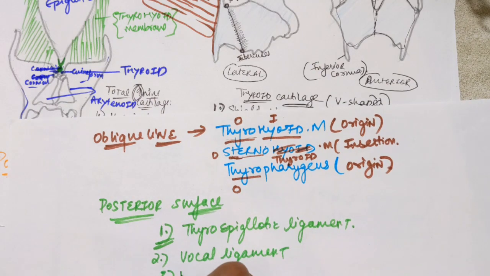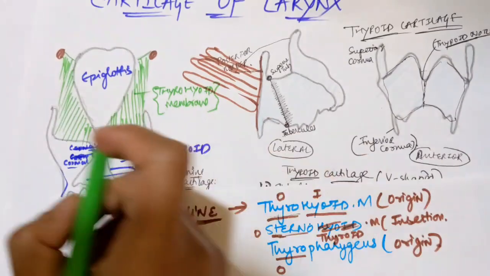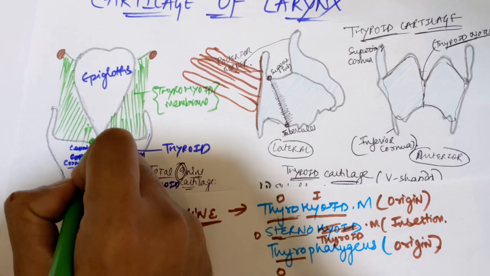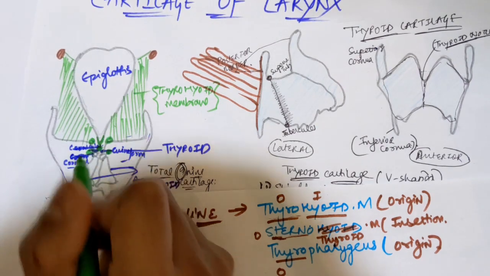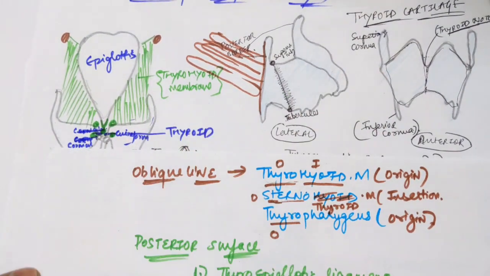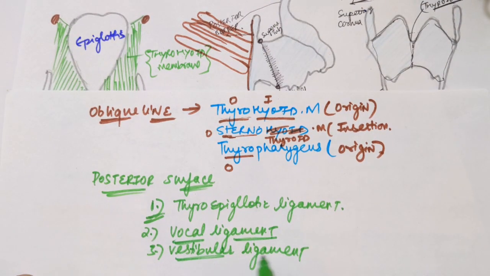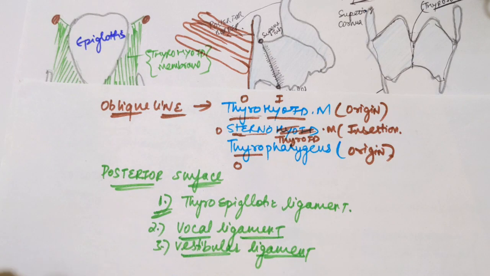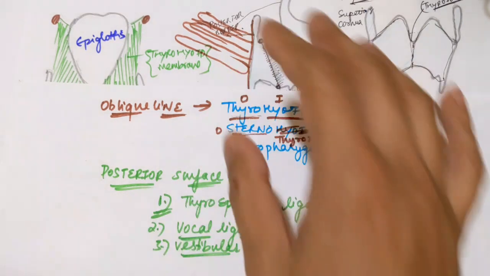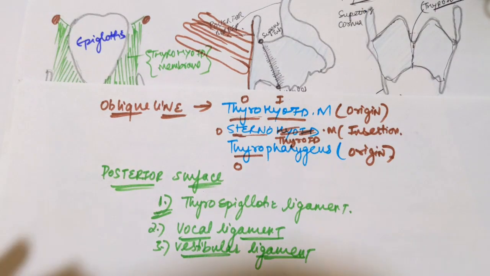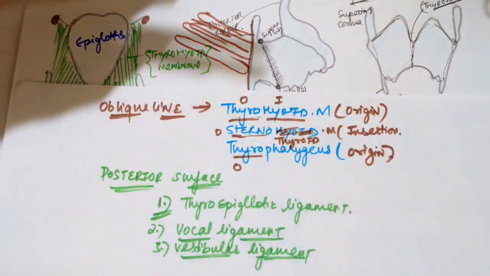So this is the first attachment on the posterior surface, and second is your vocal ligament, and third one is your vestibular ligament. The vestibular ligament will be present just above here, and the vocal will be just below here. So these are also attachments here. In the cavity we have discussed vocal ligaments and vestibular ligaments. These ligaments are further covered by the mucous membrane and form the folds. So these ligaments are attached on the posterior surface of thyroid cartilage. So this was the thyroid cartilage, the basic overview.